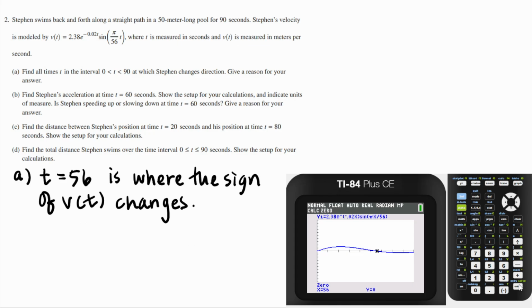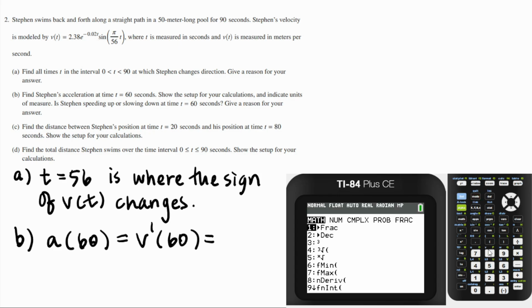Okay, find the acceleration at time t equals 60 seconds. Okay, so I'm going to say acceleration at 60 is what I would get if I took the derivative of velocity and plugged in 60. And we can have the calculator do that for us. We're going to go back out to the main menu, and we're going to call for a derivative, math 8, and we're going to take the derivative with respect to x of y1 at the point where x is 60. And we get negative 0.036.